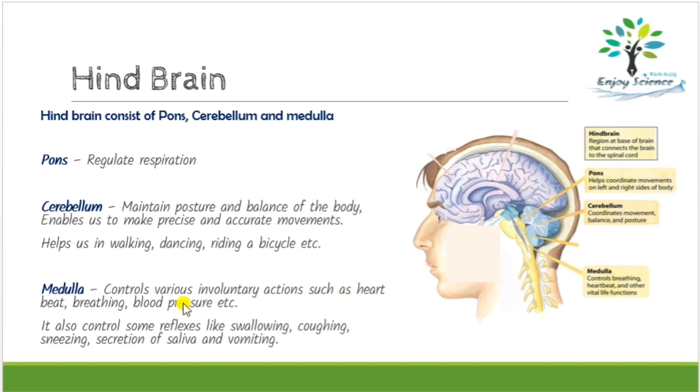Breathing also, so we cannot survive without breathing. Breathing is also controlled by the medulla. It also controls some reflexes like swallowing, coughing, sneezing, secretion of saliva, and vomiting. So whenever we have reflexes like swallowing, coughing, sneezing, that time also the medulla is active. So these are the different parts of the brain and their functions.